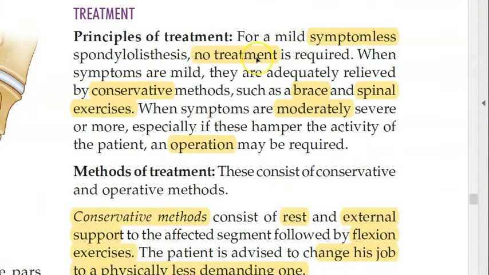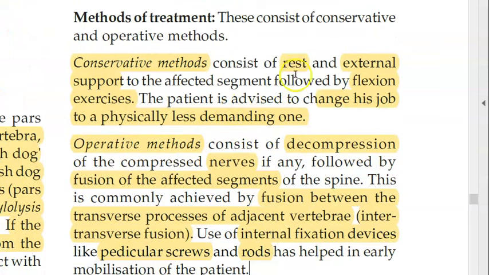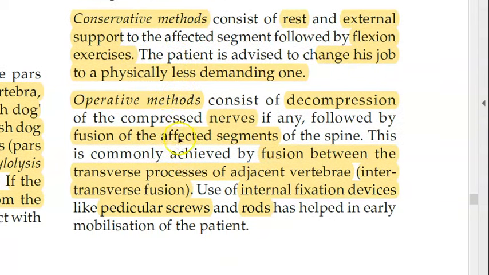What is the treatment? For symptomless, no treatment. For mild, you can give some brace, spinal exercise, etc. If it is moderate, you'll have to operate. Now, what is the conservative treatment? Rest, external support, teach some flexion exercises, change of job. Operative: you have to decompress the nerve, then you can do some intertransverse fusion, then internal fixation with screws and rods. Okay, that's it for now.